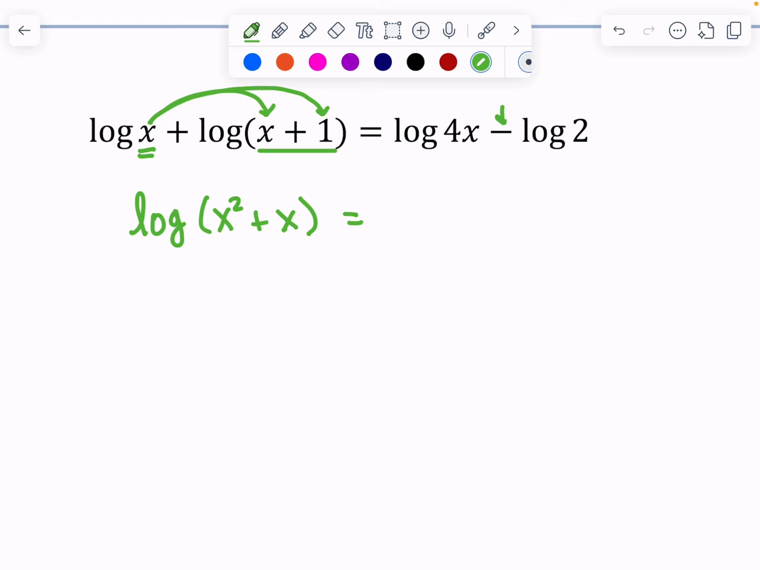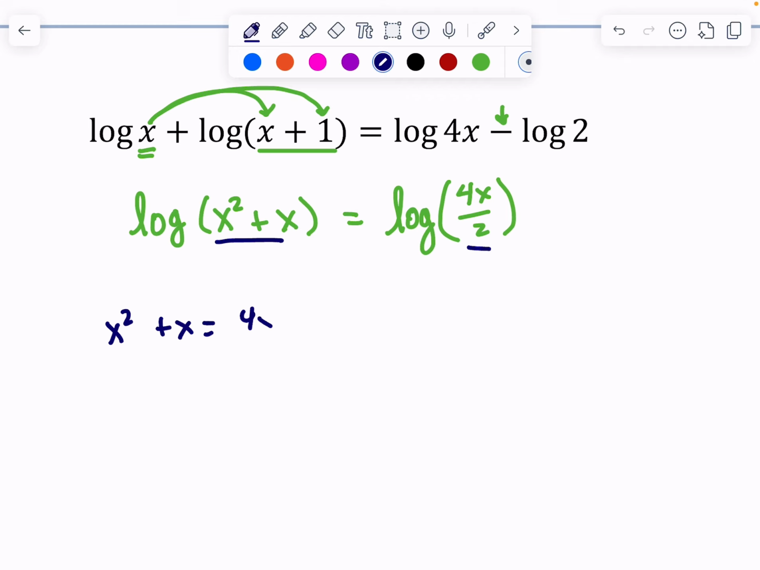Over here, I have division. Division says the quotient rule. So that's going to be the log of 4x over 2. So that part, just using my properties, condensing each side down to one logarithm. Now, the next thing that I notice is that I now have a log on both sides, just one. They have the same base. And so we can actually just take their arguments and set them equal to each other. So x squared plus x equals 4x over 2.